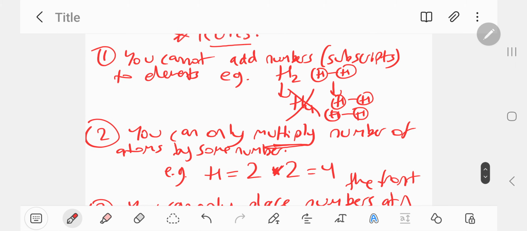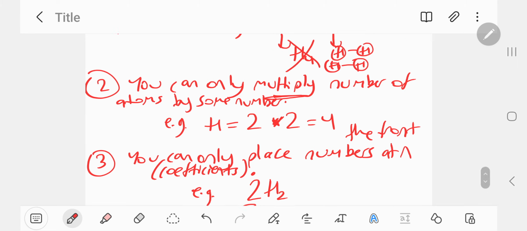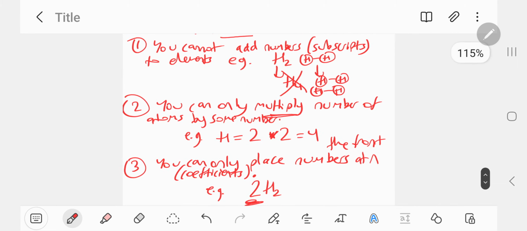So they're the 3 rules. And also, it's not really a rule, but if you have, let's say, actually, I'll do an example with that. I won't do it here. Write it here. So these are the 3 rules. You can't add numbers to subscripts. You can only multiply the number of atoms by some other number, like this.